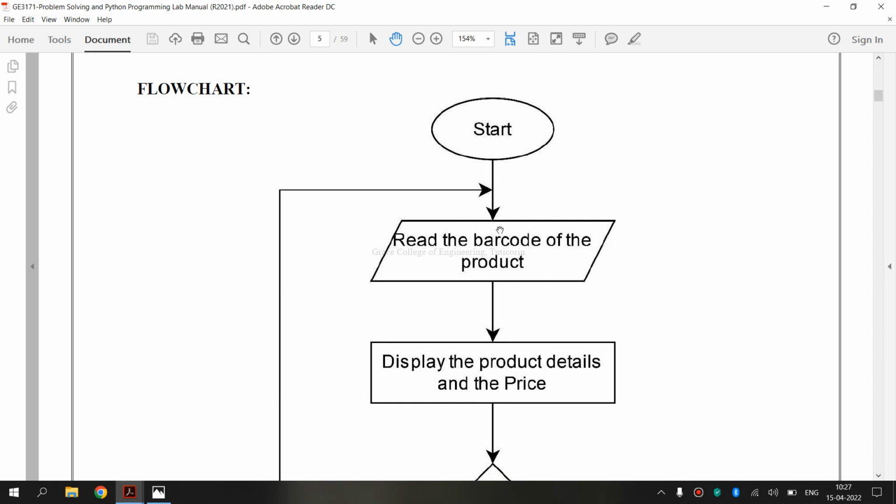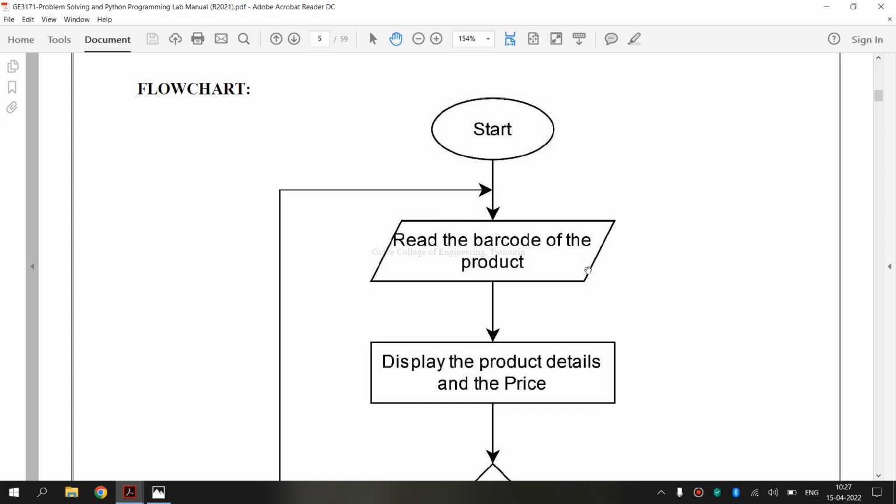Next comes the arrow mark, that is known as the flow line or connector. The flow line connector shows the direction that the process flows. So whichever way the process flows, that is what we mention with the flow line. We can call it an arrow, or we can call it a connector.